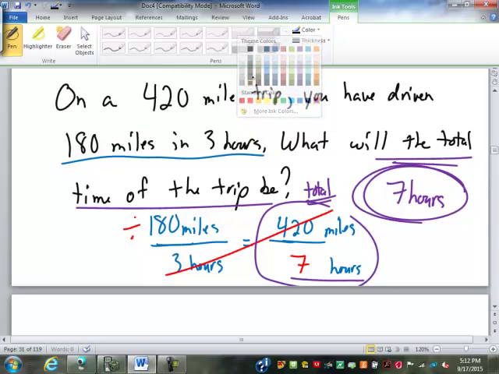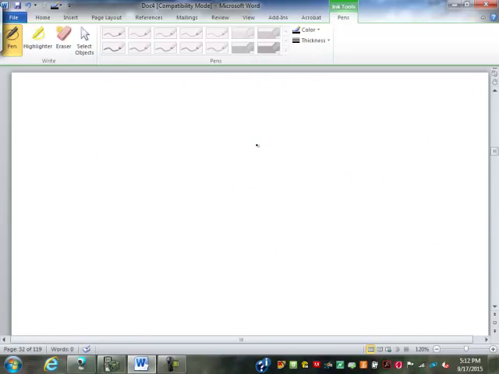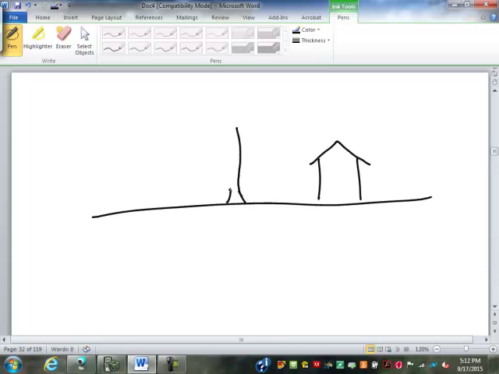Now the final example of proportions, it's one of my favorite examples, is this. We're going to talk about my friend Pete. Pete has a house that he's really proud of. But in his yard, he has an old elm tree that's dying. Pete wants to cut down his tree.